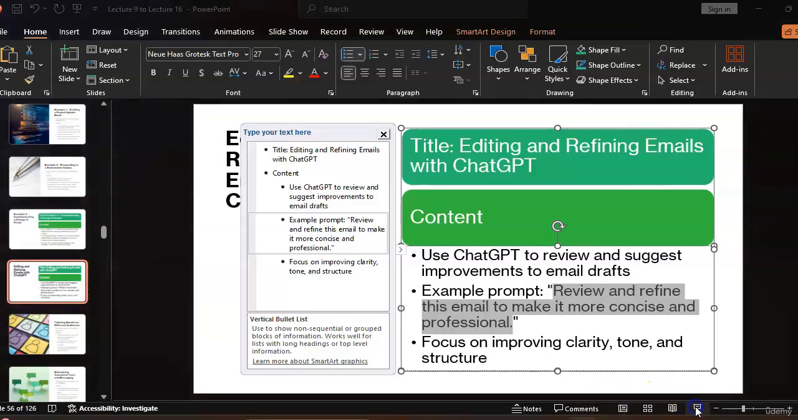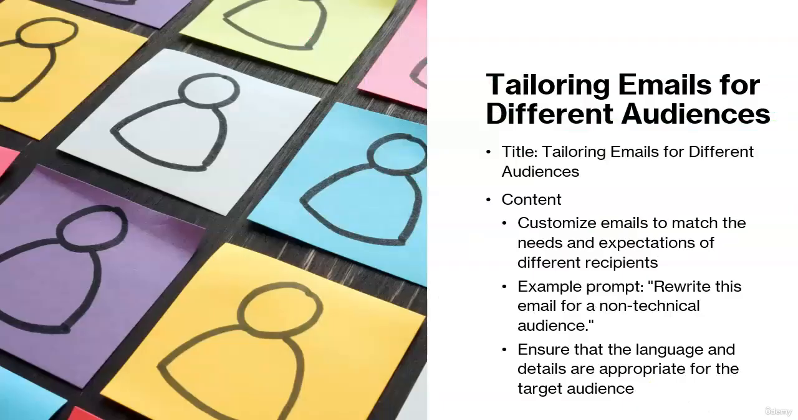Next, check the next example here. Tailoring emails for different audiences. Tailoring your emails for different audiences is the key to effective communication. ChatGPT can help you with this as well. Suppose you need to adjust the language of an email for a non-technical audience. You can prompt ChatGPT to rewrite this email for a non-technical audience. It will modify the content to make it more accessible, so you're ensuring that your message is understood by all recipients.